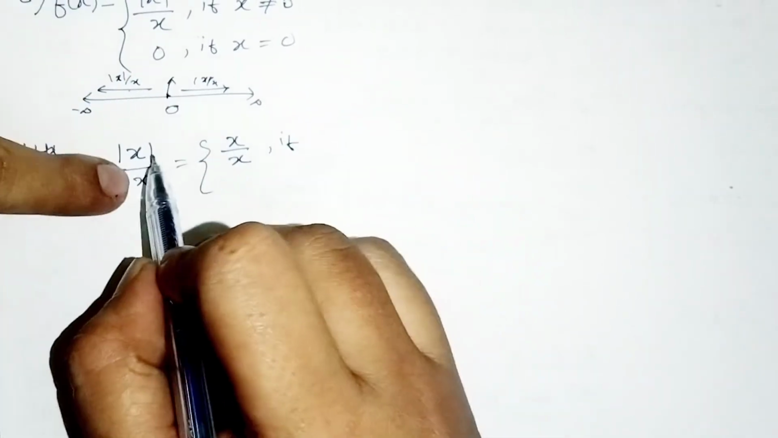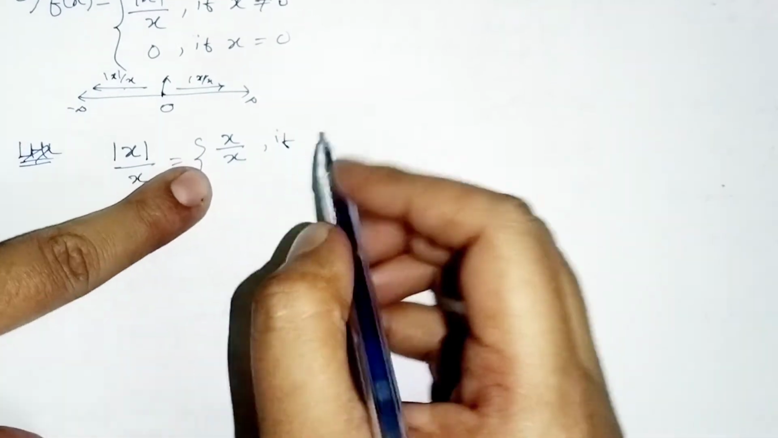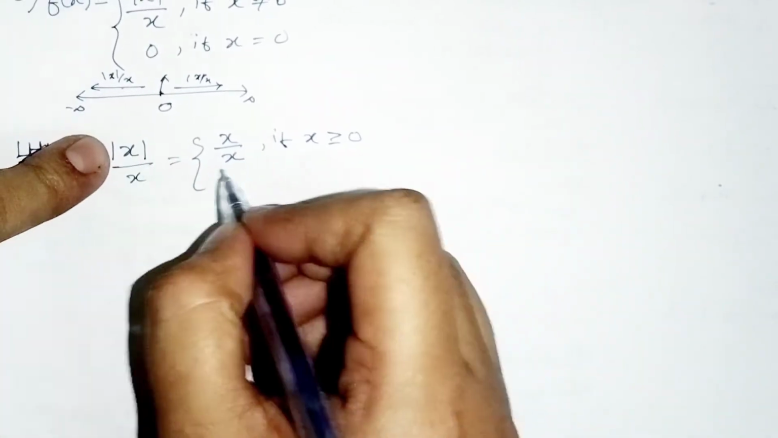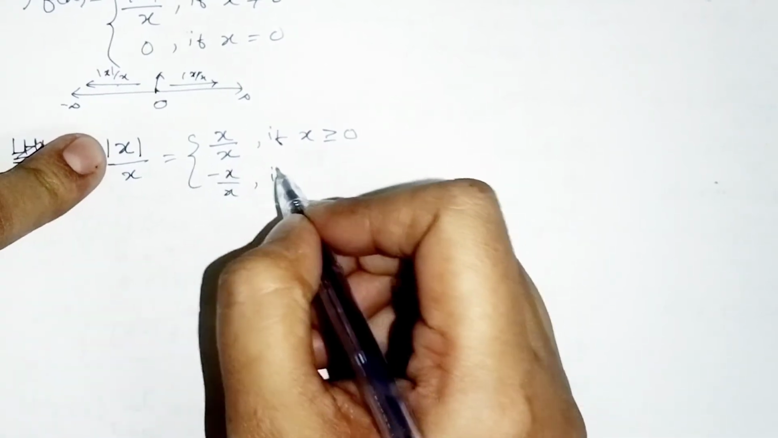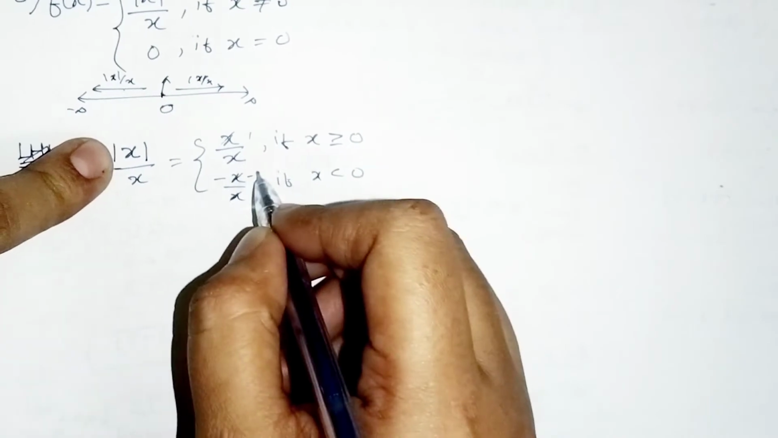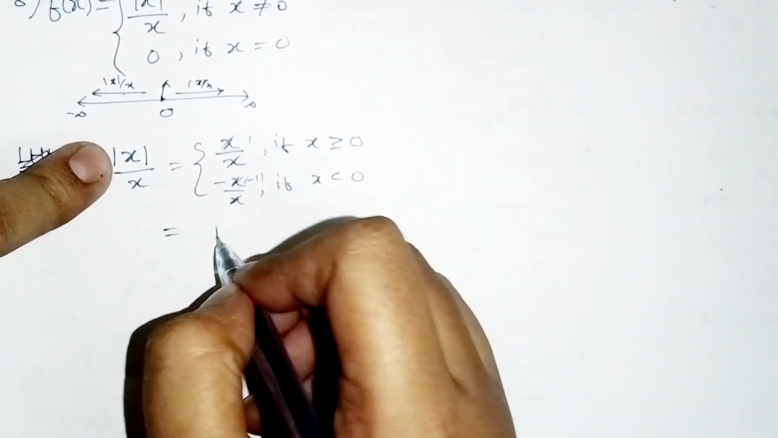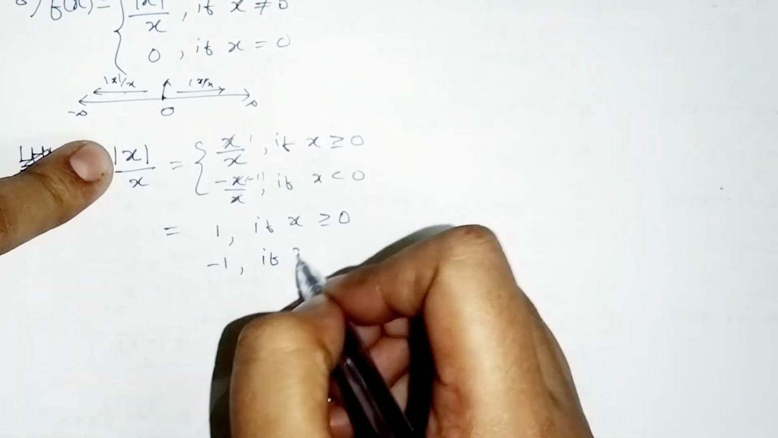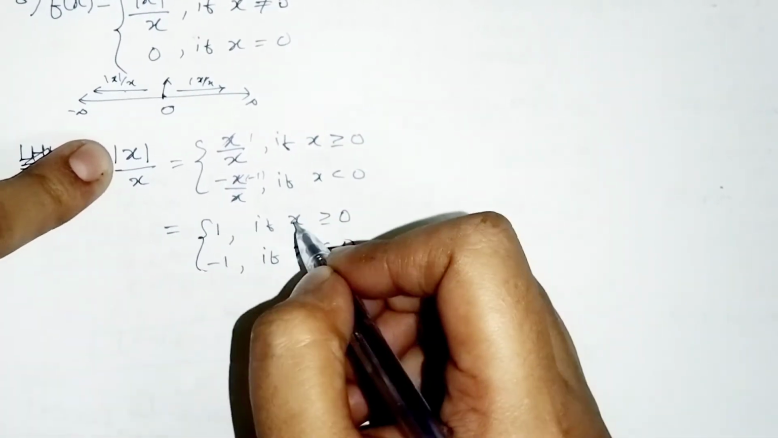If only for the numerator you check, the denominator is the same. Okay, this will be positive if x is greater than or equal to 0, and this will be negative if x is less than 0. That is, when we cancel, this will be 1, this will be minus 1. That is 1 if x is greater than or equal to 0, minus 1 if x is less than 0. That is for the left hand function, right hand function.